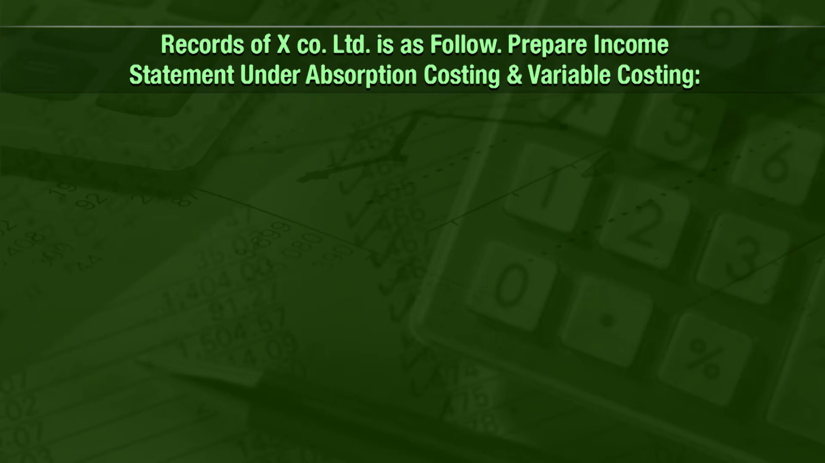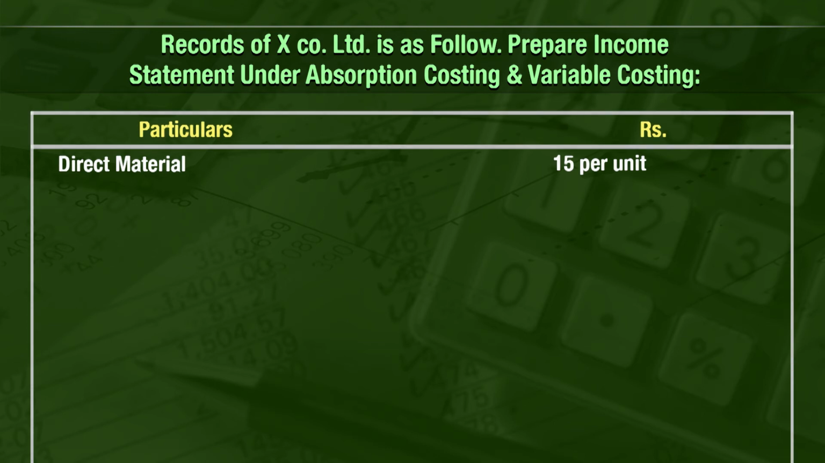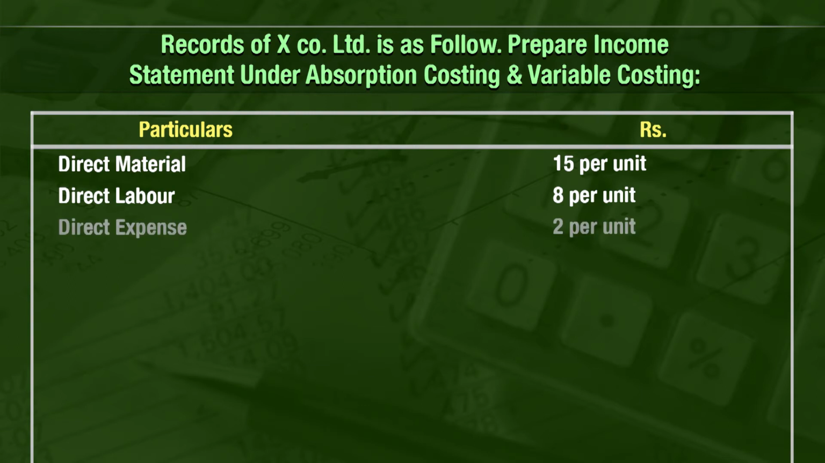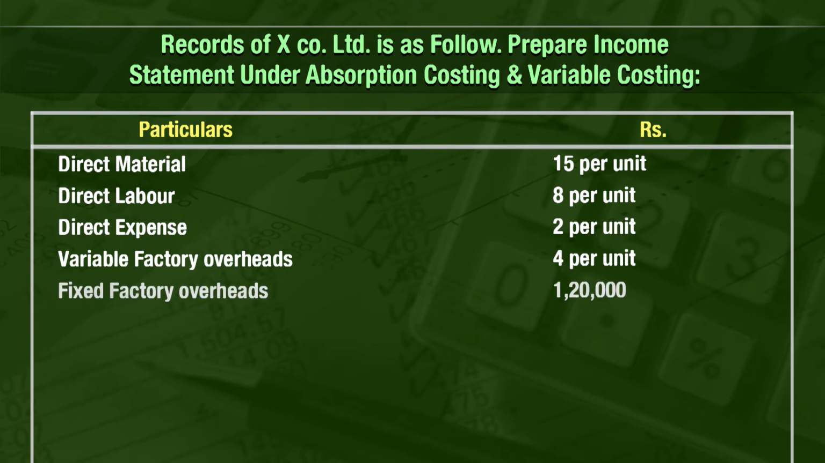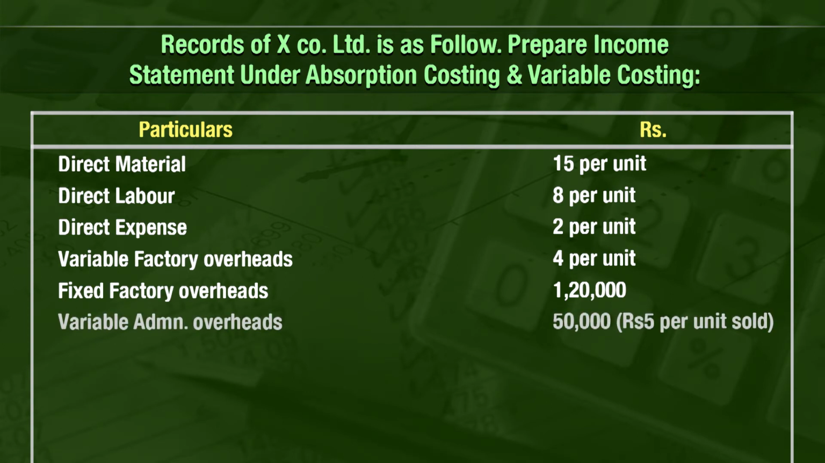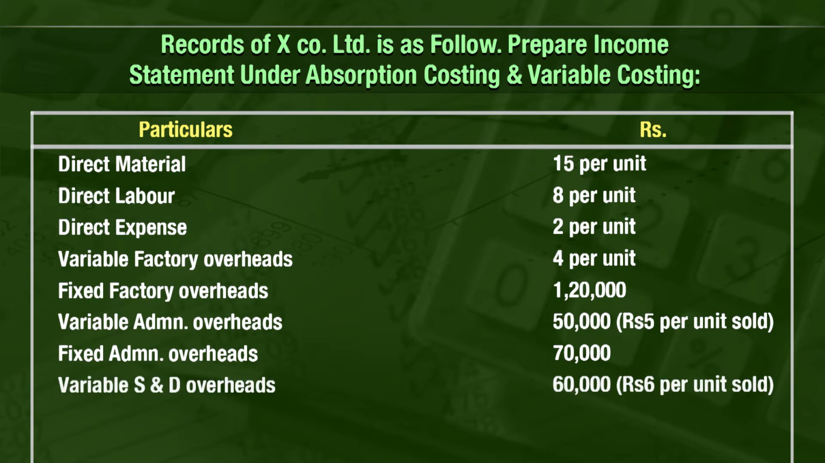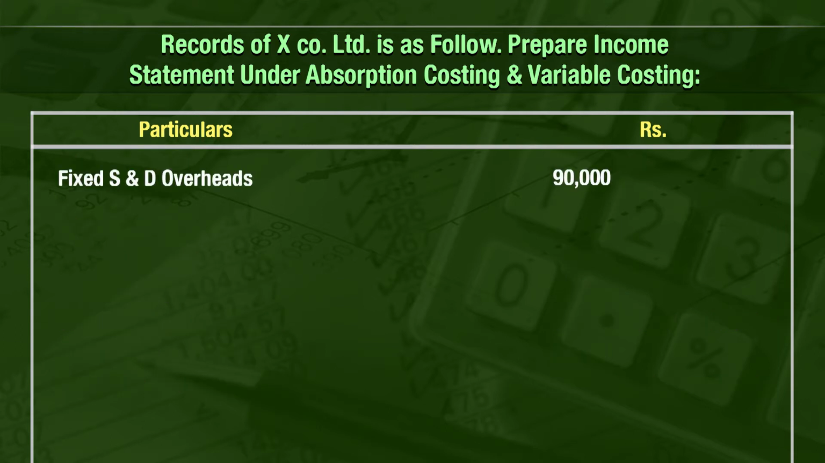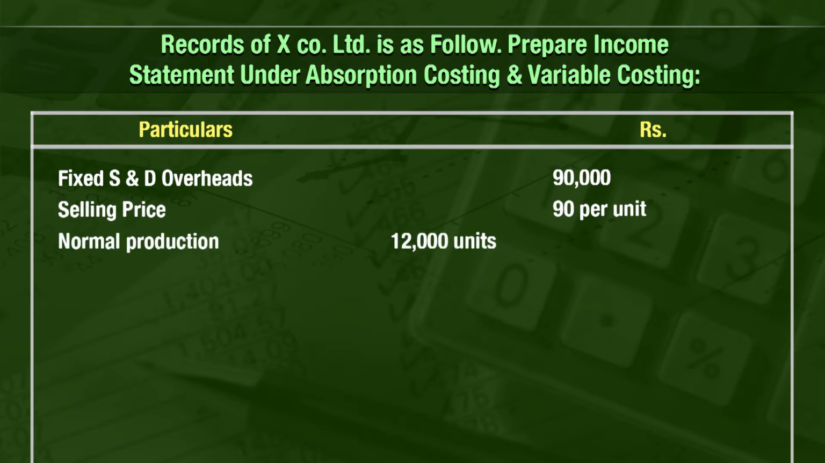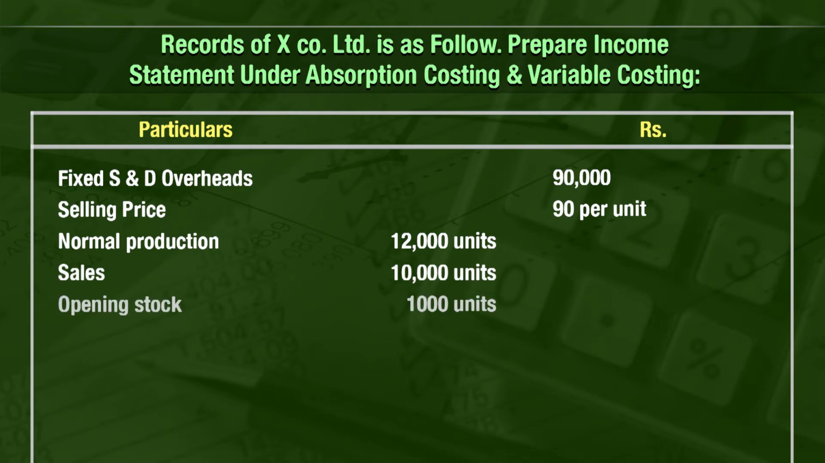Information is like this: direct material cost rupees 15 per unit, direct labor rupees 8 per unit, direct expenses rupees 2 per unit, variable factory overheads rupees 4 per unit, fixed factory overheads rupees 1,20,000, variable administration overhead rupees 5 per unit sold, fixed administration overhead rupees 70,000, variable selling and distribution overheads rupees 6 per unit sold, fixed selling and distribution overheads rupees 90,000, selling price rupees 90 per unit, normal production 12,000 units, sales 10,000 units, opening stock 1,000 units, actual production 11,000 units.